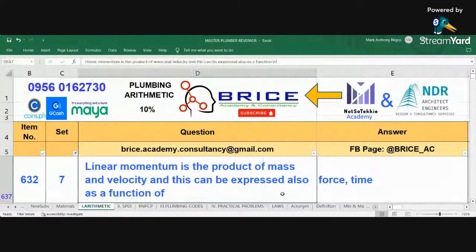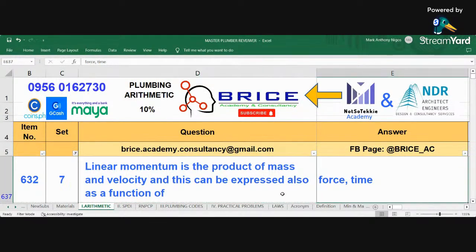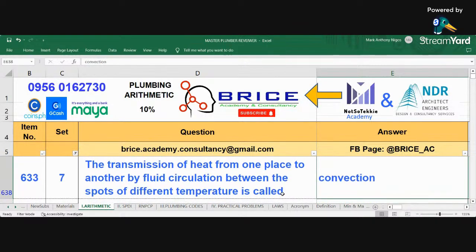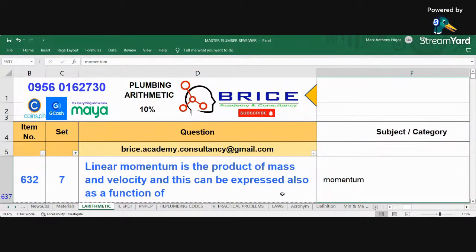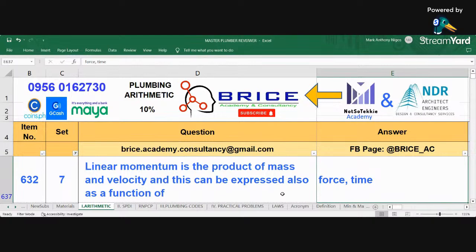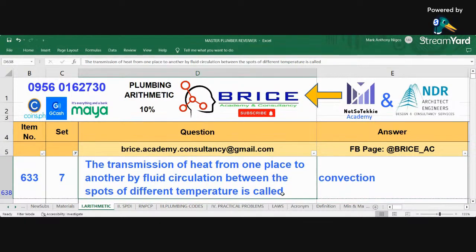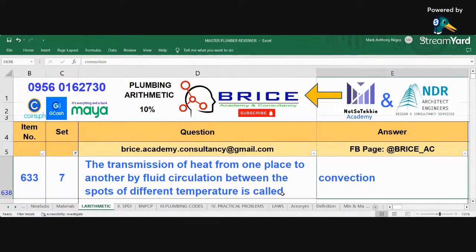632. Linear momentum is the product of mass and velocity, and this can be expressed also as a function of force and time. 633. Transmission of heat from one place to another by fluid circulation between spots of different temperature is called convection.